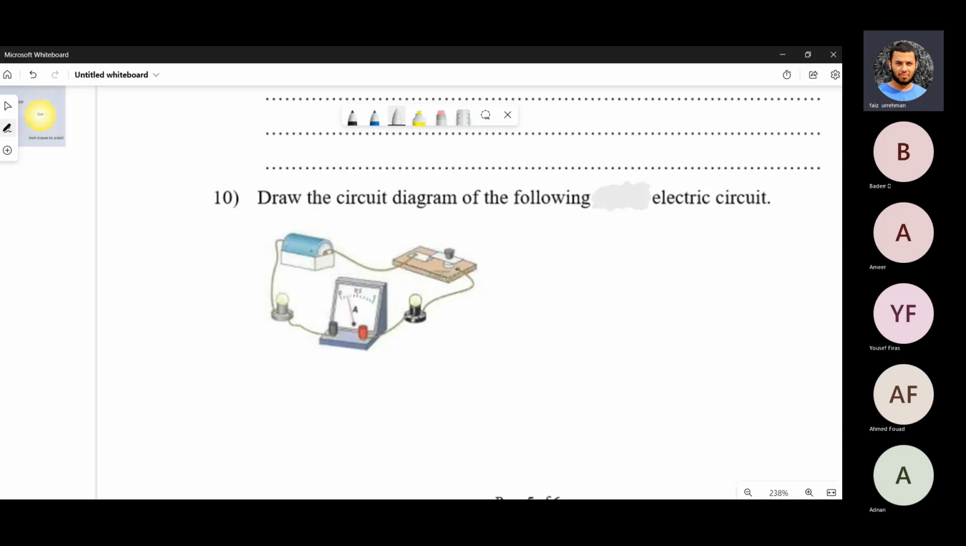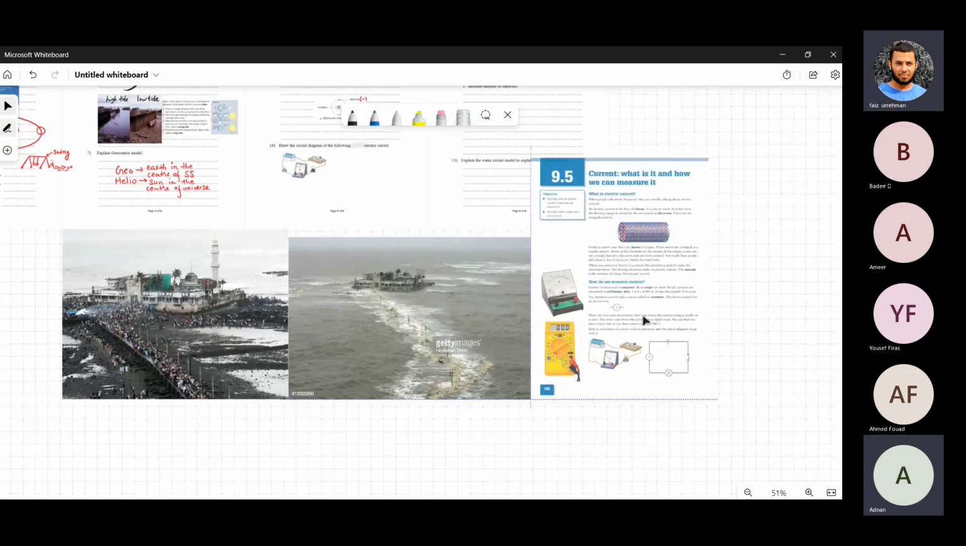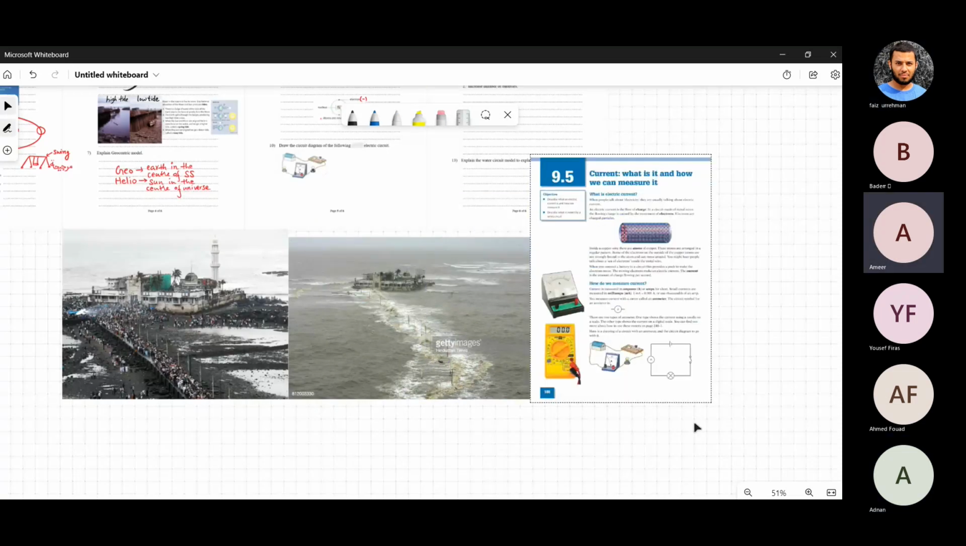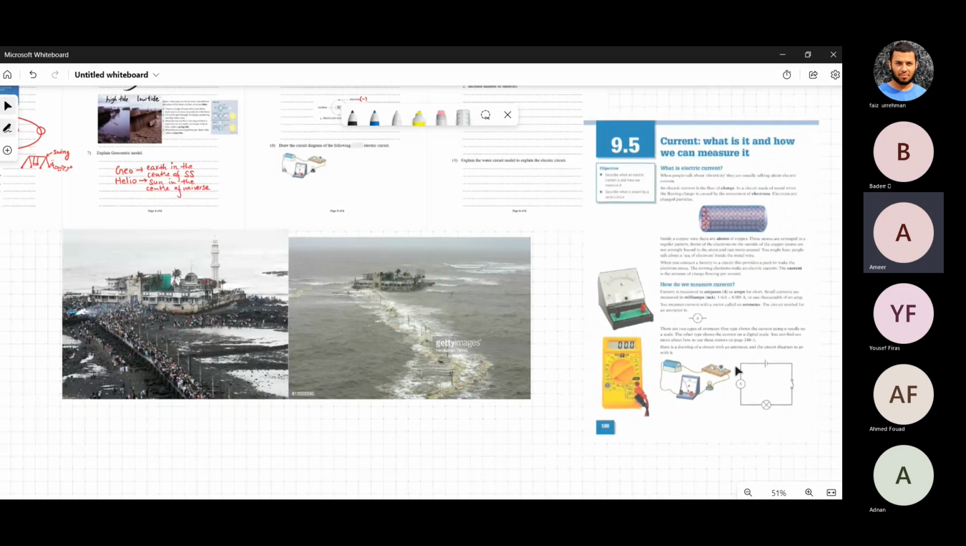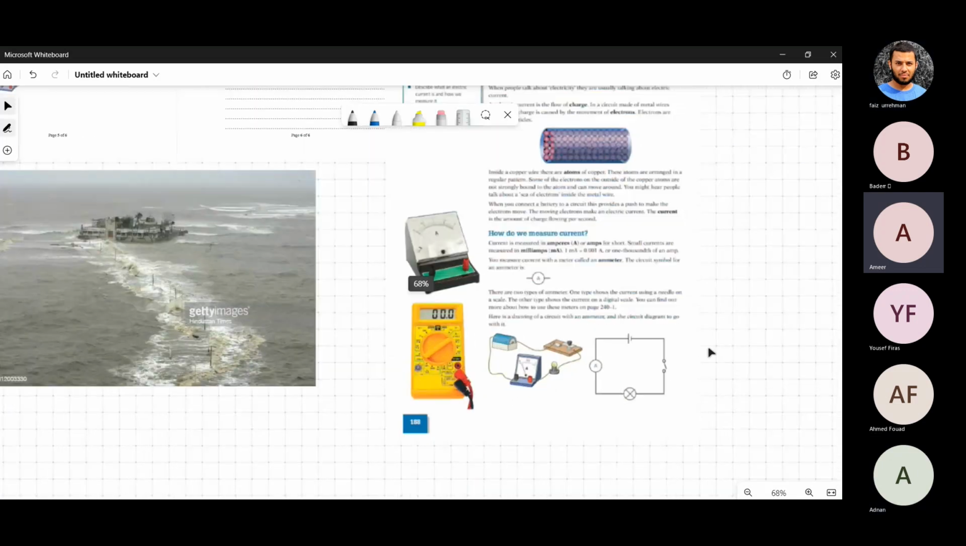Electric circuit. I found it. It's in my edition. Look. Do you have this page in your book? This is chapter 9. Yeah, we have the same.